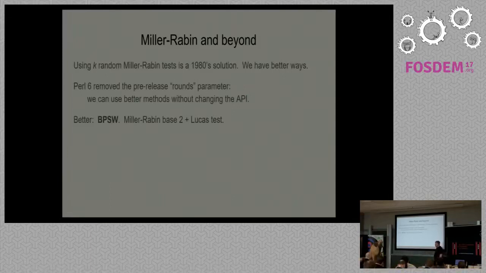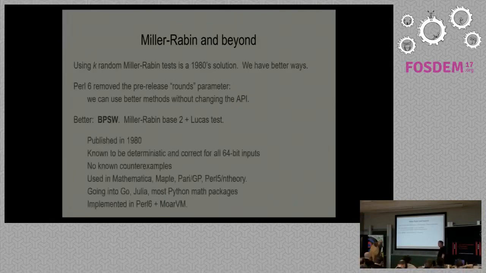So the BPSW test is the way that most people have standardized on. You do a single Miller-Rabin test, and you do a Lucas test, hopefully a strong test. This is my wall of text that I should not do in talks. It was published in 1980. It is deterministic for all 64-bit numbers. No counterexamples have been found.